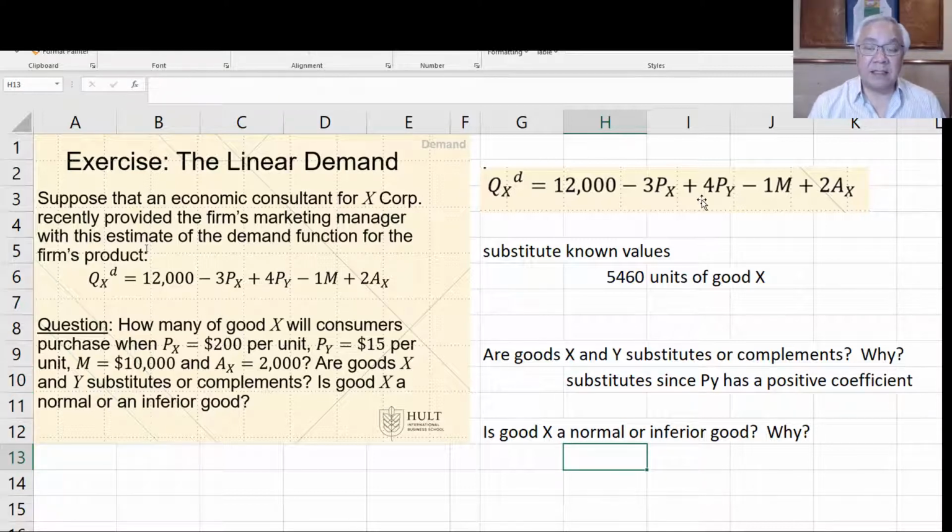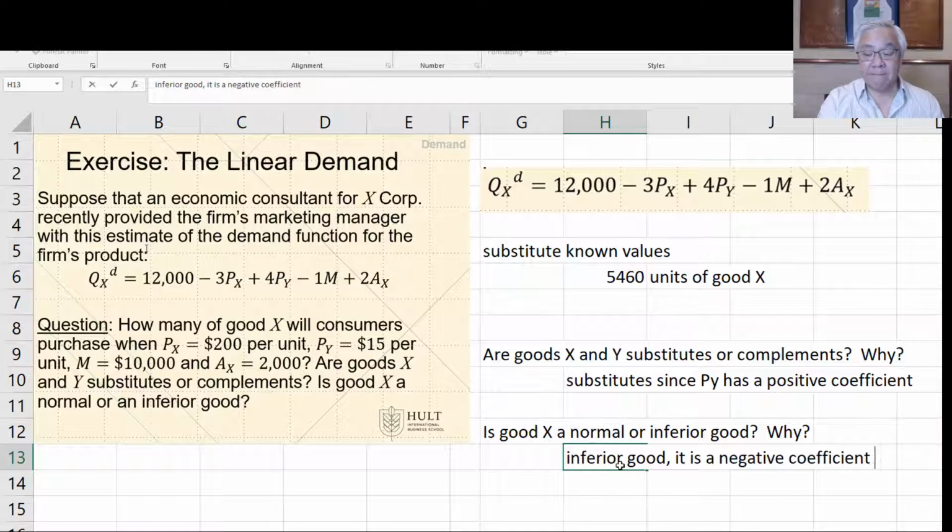Next, let's look at normal or inferior good. For that, we look at income. And again, we'll look at the coefficient in front of M. It's a -1, which means if M goes up, the quantity goes down. That makes it an inferior good. If it were a normal good, as M goes up, quantity goes up. So this would be a positive sign. So negative tells us inferior good, and it is a negative coefficient for income. All right, so that's it for that exercise, and we'll just go back to our slides.